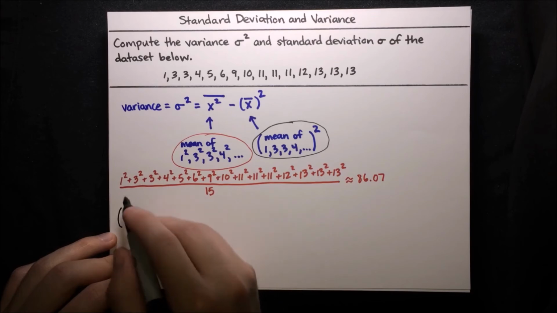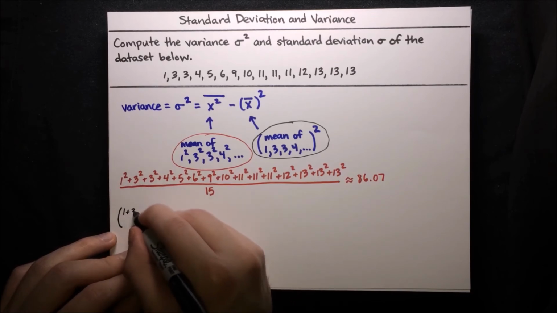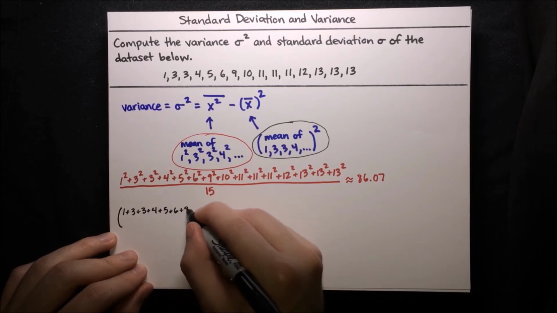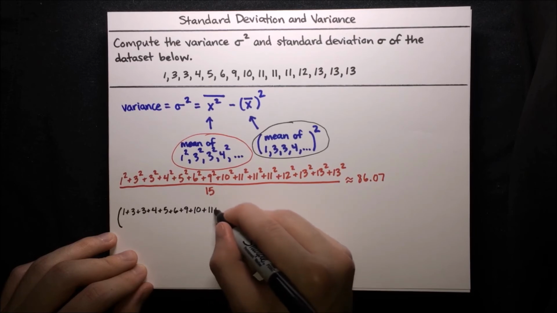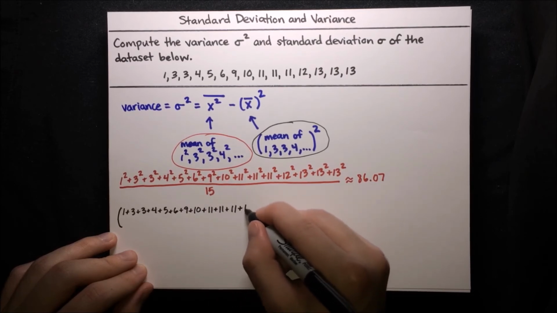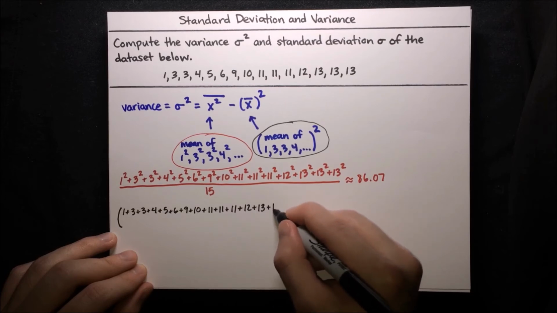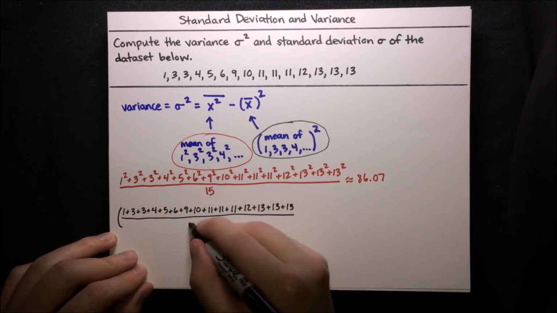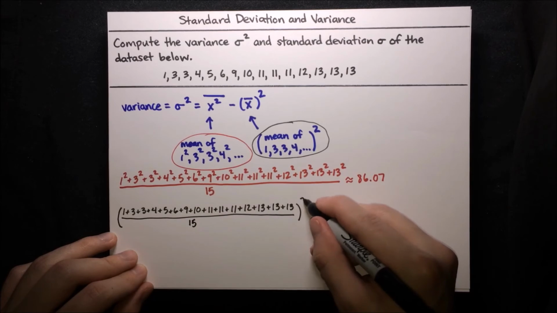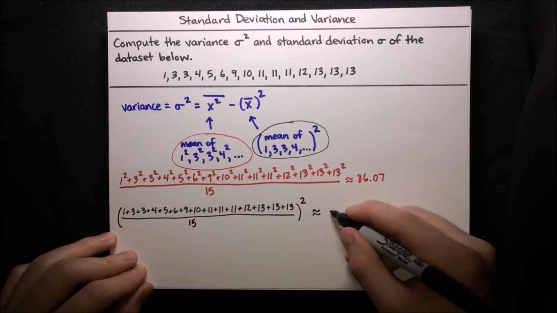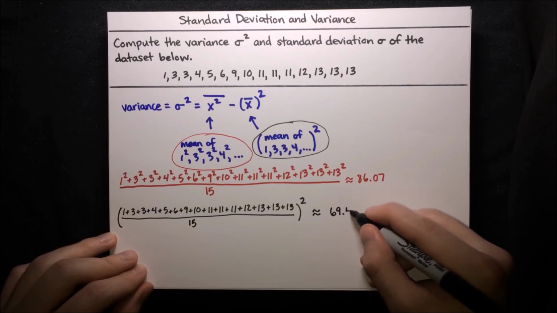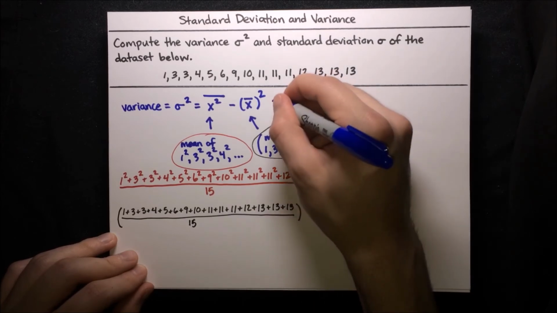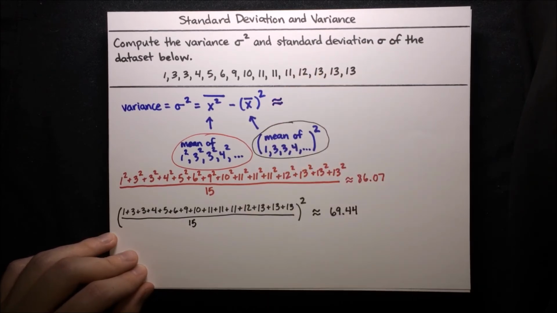Next we'll do the mean of the entries as they are and then square that. That's pretty similar. We just don't have the squares this time. So just 1 plus 3 plus 3 plus 4 plus 5 plus 6 plus 9 plus 10 plus 11 plus 11 plus 11 plus 12 plus 13 plus 13 plus 13. That's all over 15 because there are still 15 entries, but we're wanting to square that afterwards. And the result for that, if we punch that in the calculator, is about 69.44.